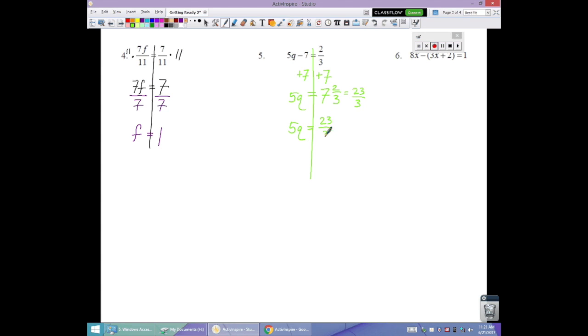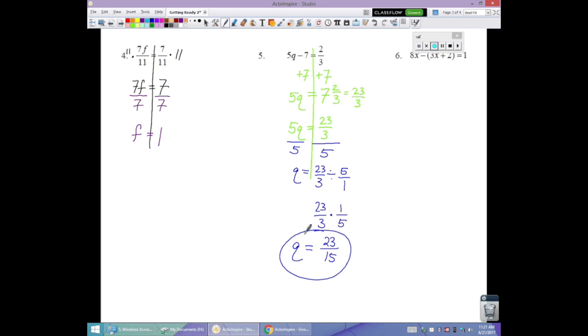We would divide both sides by 5. Now remember, to divide a fraction by an integer, that's really 23/3 divided by 5 over 1. You multiply by the reciprocal, so that becomes 23/3 times 1/5. Multiply numerators and multiply denominators. We're left with 23 over 15 as our value of q.